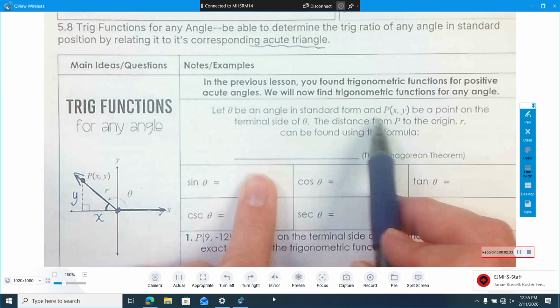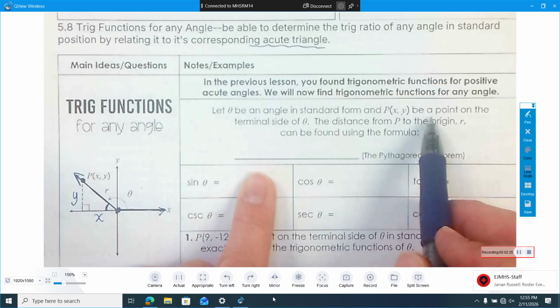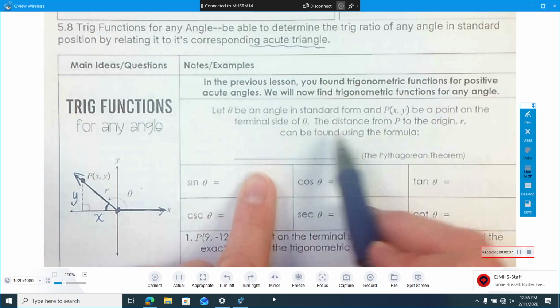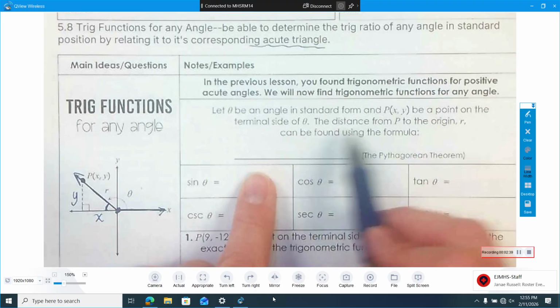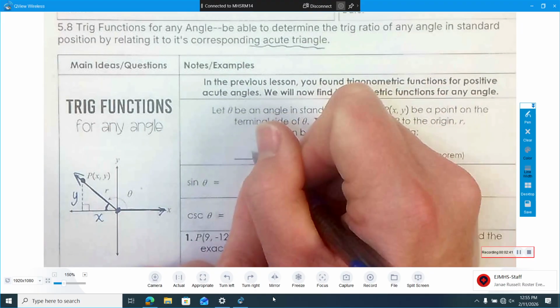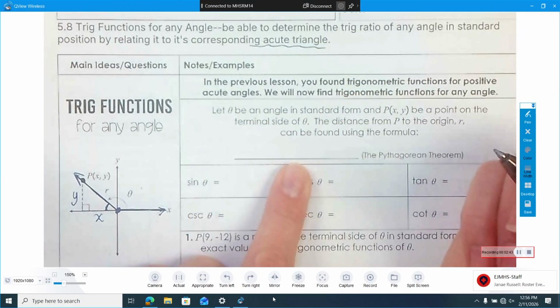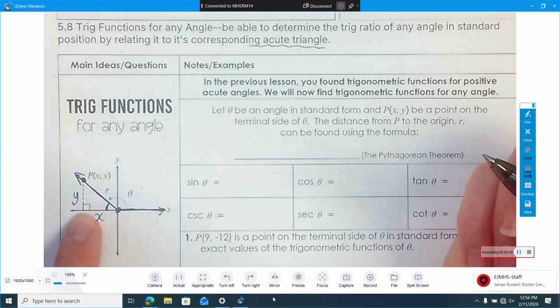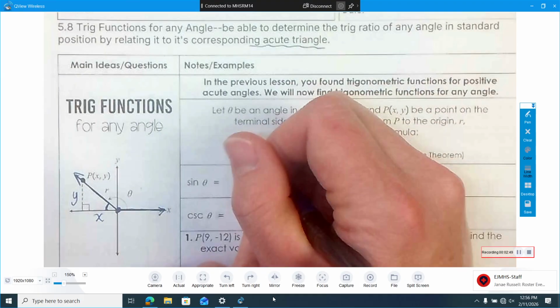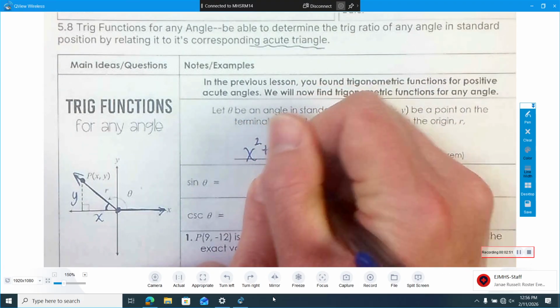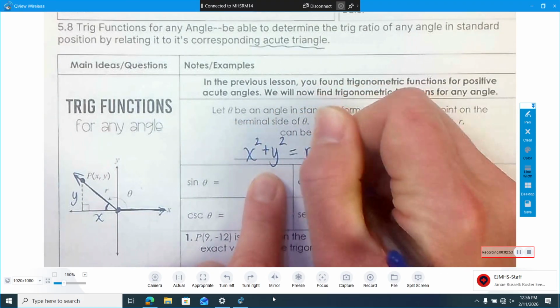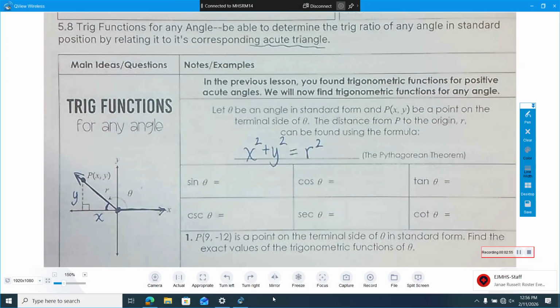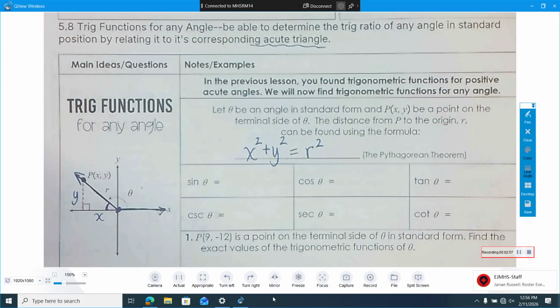let theta be an angle in standard form and P(x, y) be a point on the terminal side. The distance from P to the origin is the radius and can be found using leg squared plus leg squared equals hypotenuse squared. So in this case, x squared plus y squared equals the radius squared. It is just the Pythagorean theorem.